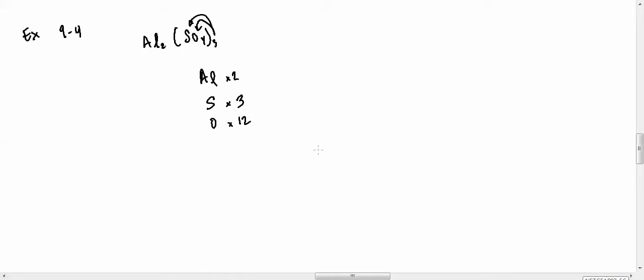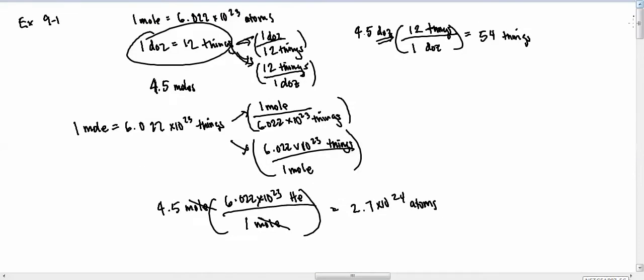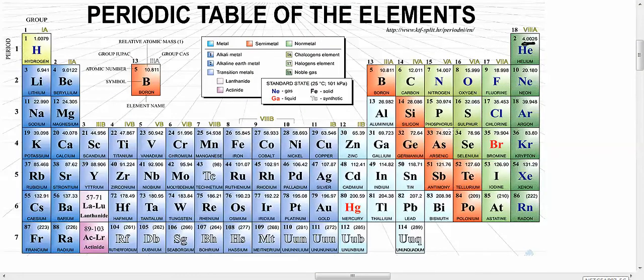Now, for my molar mass, what I need to do is basically look at my periodic table. Aluminum was, let's see, 26.982. They didn't really say how many sig figs, so I'm just going to write down 26.98. For my sulfur, that would be here. So we're dealing with 32.065, so I'm just going to put 32.07. And my oxygen is 15.999, which I'm just going to write down as 16.00.